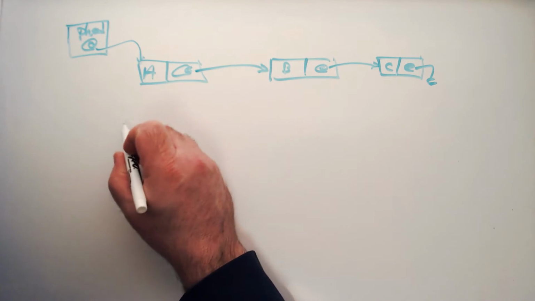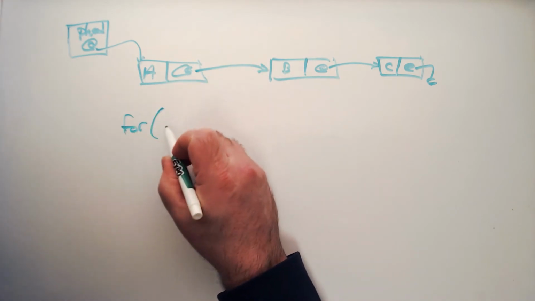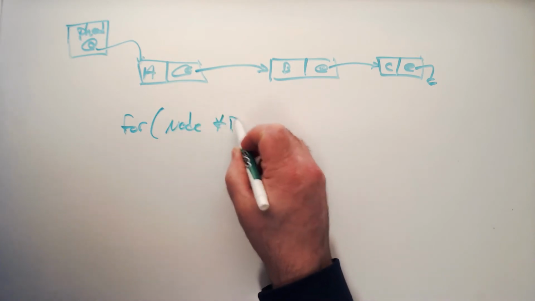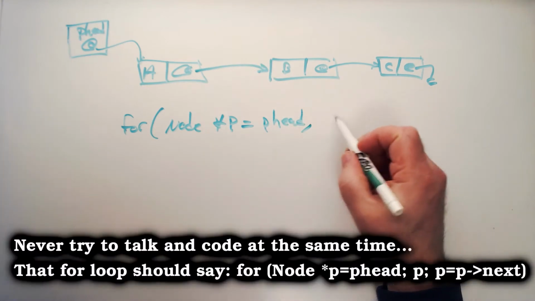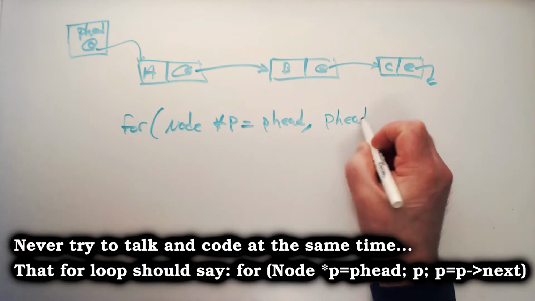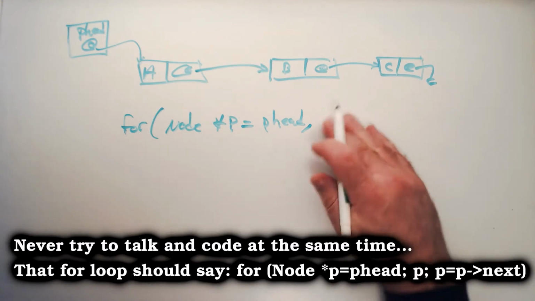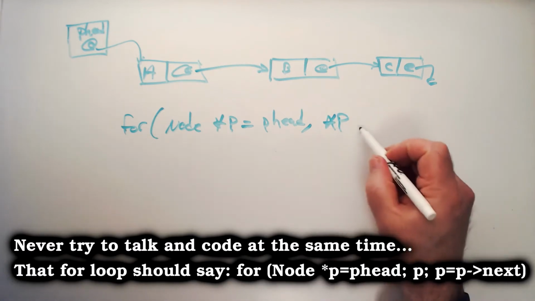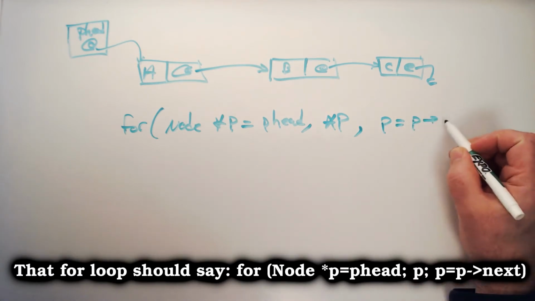Well, this is easy enough. You'd say for, a node star P equals P head. And then you could say, while what? While, I guess, P head, because you want to wait, oh, not P head. You would say, while star P is not null, right? And then you would say P is P right arrow next.